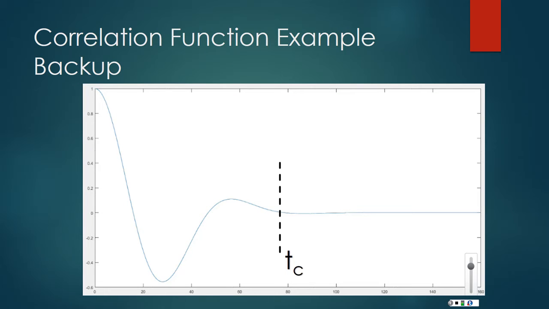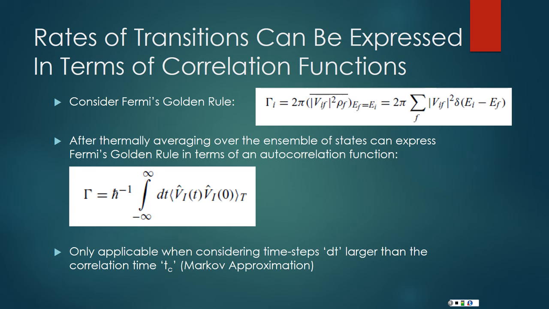And then there's an important parameter which we call the correlation time, TC. That's the amount of time it takes for the two operators to no longer be correlated with each other. They're basically independent, which is important because we want our operators to be independent of one another when we do our equations, which simplifies the equations quite a bit. So the importance of these autocorrelation functions is that we can describe rates of transitions in terms of correlation functions.